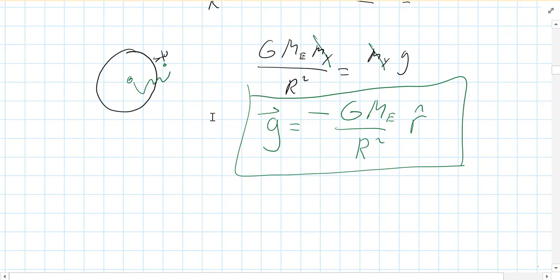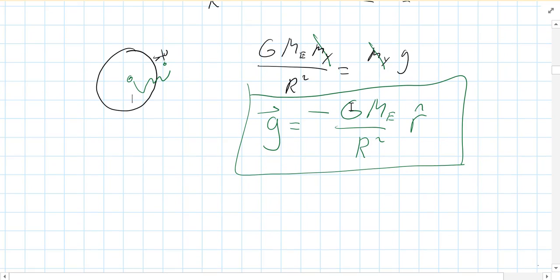Now, if you were to plug in the radius of the Earth, the mass of the Earth, and big G, which is 6.67 e negative 11, you're going to get about 9.8 within rounding, because that's what the acceleration of gravity is at the surface of the Earth.